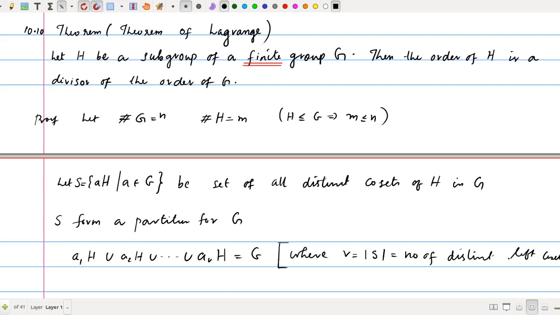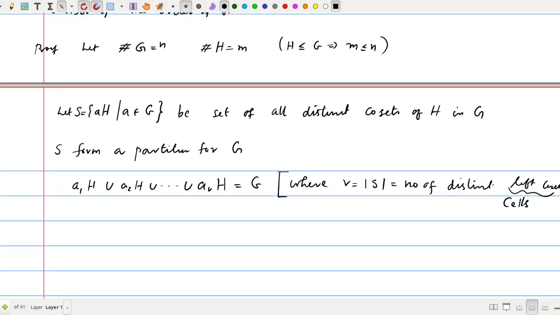Okay, so these left cosets are also called cells. So please note this keyword, cells. Cells is used to denote the left cosets, or the sets in the partition.